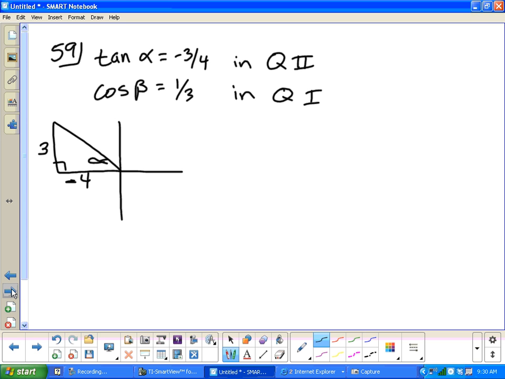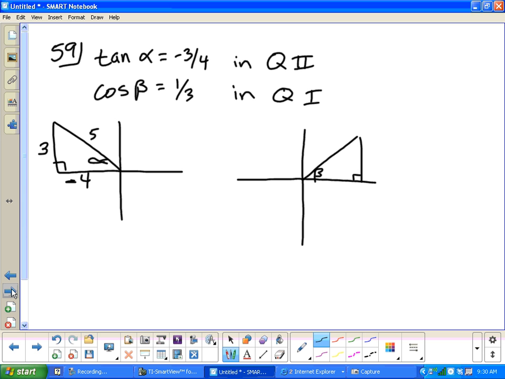Alright, now this one's pretty easy. What's the hypotenuse? 5. Okay. Now the other one's not going to be as nice. And I'm just not looking forward to this. I actually love it. Alright, here we go. Quadrant 1.